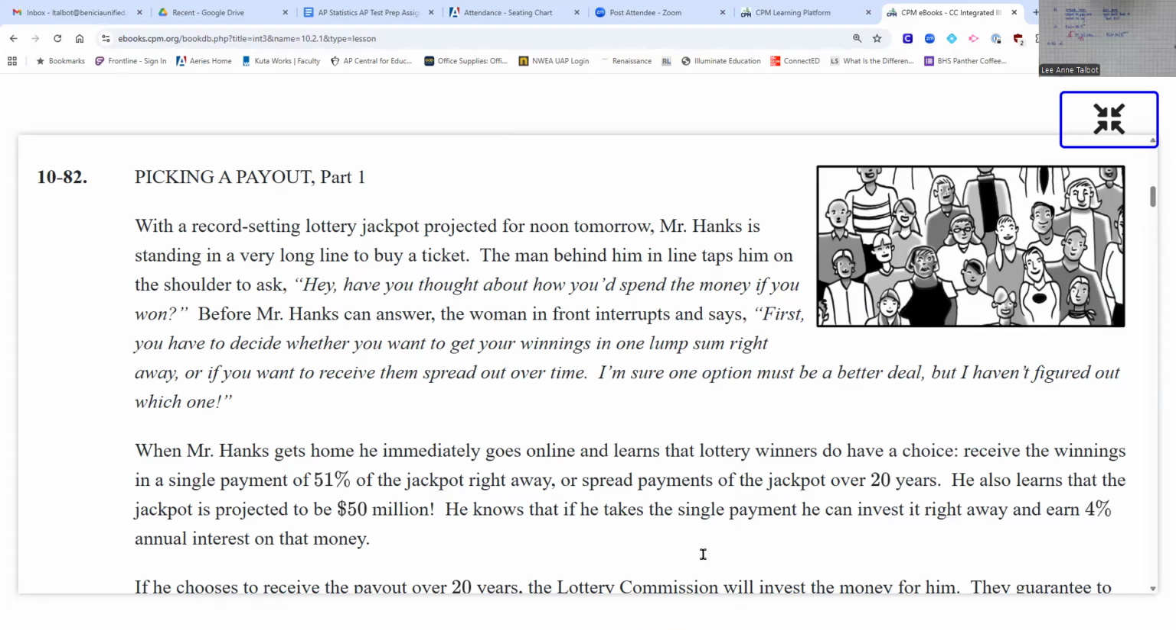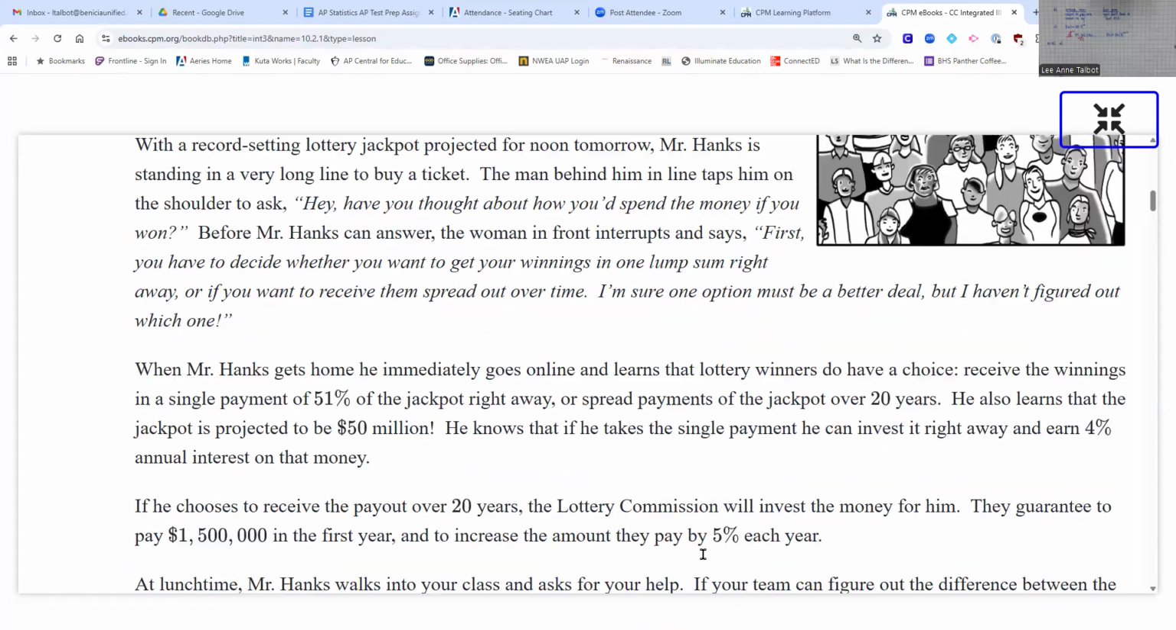When Mr. Hanks gets home, he immediately goes online and learns that lottery winners do have a choice. Receive the winnings in a single payment of 51% of the jackpot right away, or spread payments of the jackpot over 20 years. He also learns that the jackpot is projected to be 50 million. He knows that if he takes the single payment, he can invest it right away and earn 4% annual interest on that money, which sounds like probably a good idea. I don't know how you can get 4% interest on anything anymore, but that's fun.